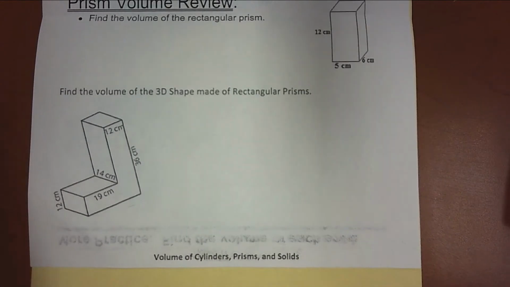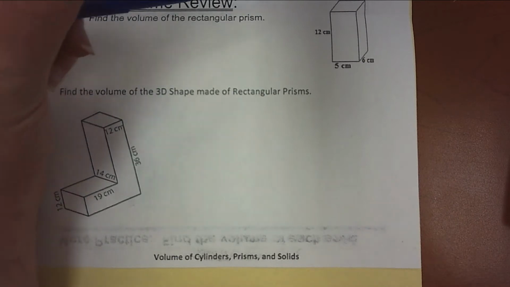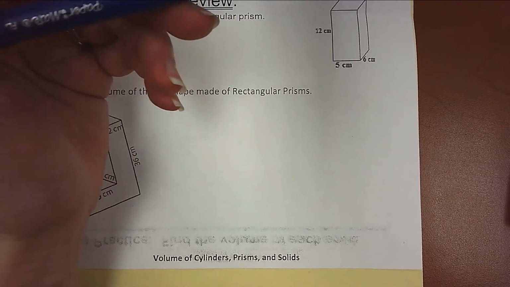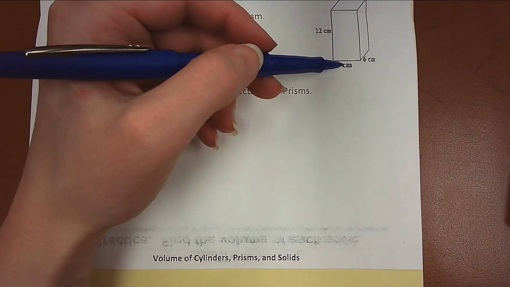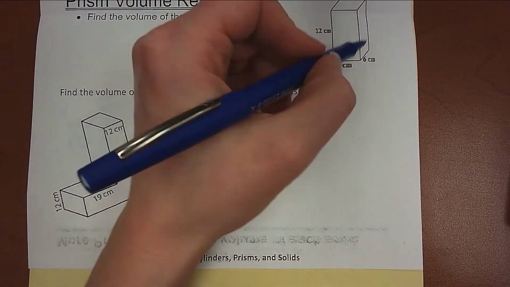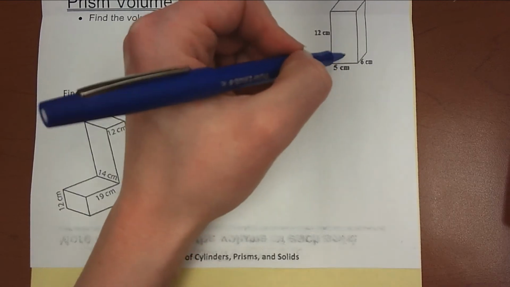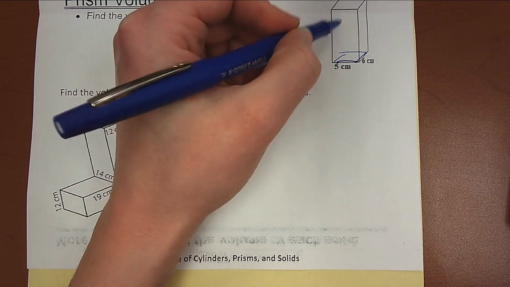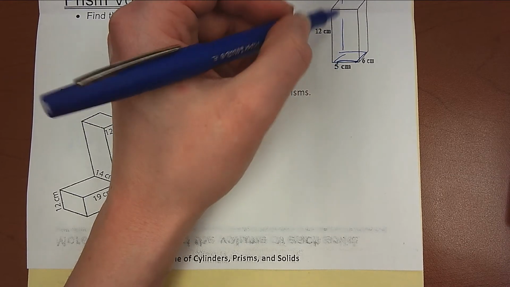Now we're going to jump to some prism volume review. So when we have a rectangular prism, this should be review. We do length times width times height, or we do the base area, which again, we know the base area of a rectangle is length times width, and then we multiply that by the height of this shape.